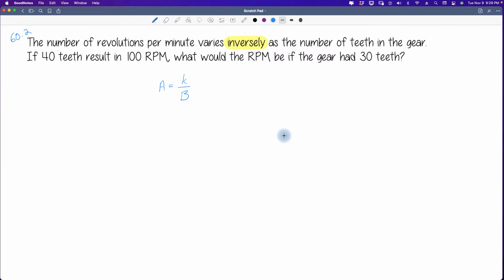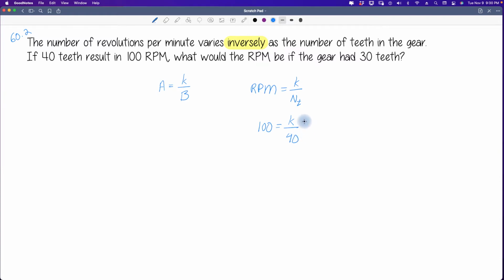So the number of revolutions per minute, that's RPM, varies inversely as the number of teeth in the gear. So number of teeth. Okay, now we get to filling it in. If 40 teeth is the result in 100 RPM, so we have 100 here and we have 40 here, right? Let's find our ratio.